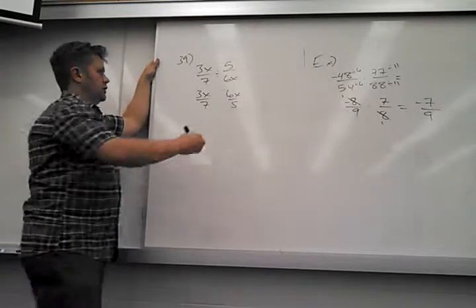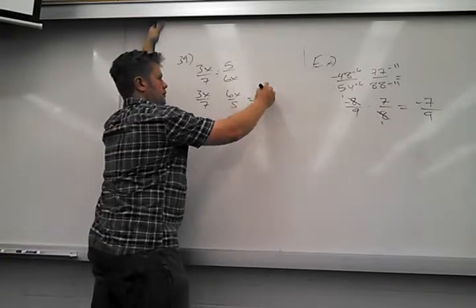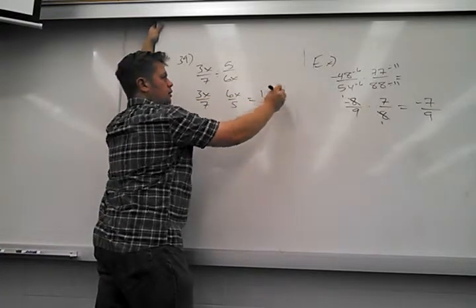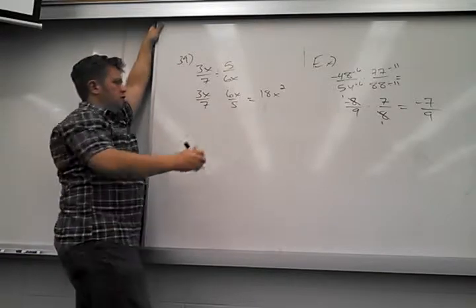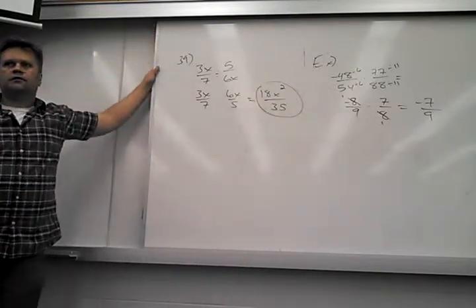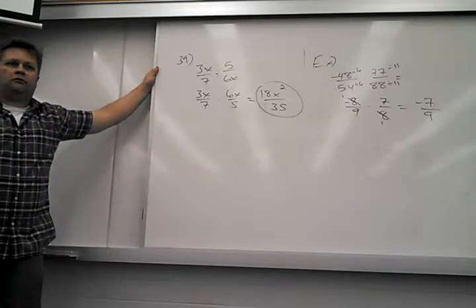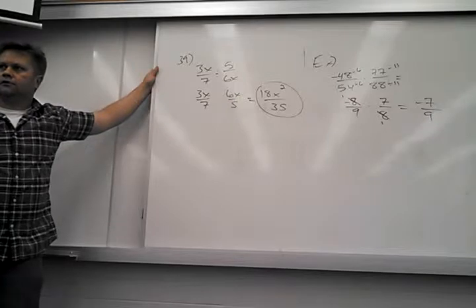Nothing cancels. So then you just have to multiply 3x times 6x. Good. 18x squared divided by 35. That's it. It's not going anywhere. So don't think you're making a mistake if nothing cancels. It just happens to be a problem where nothing cancels. Doesn't have to cancel.